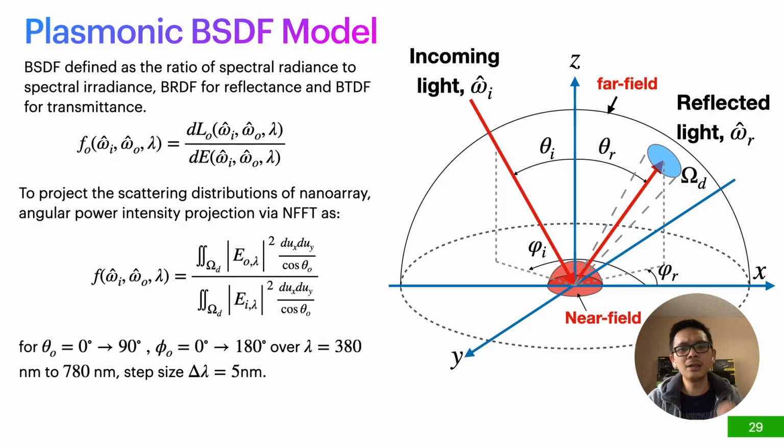To give you a little bit more context about what a plasmonic BSDF model is, the plasmonic BSDF model follows the definition of the BSDF. It's a ratio of the spectral radiance to the spectral irradiance. So what we did here is take the near field transformation of the reflected or the transmitted E field, over the far field transform of the E field received from the substrate.